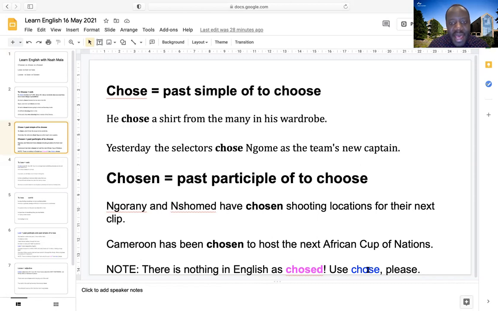The past simple tense of the verb to choose, C-H-O-O-S-E, is C-H-O-S-E. So please use chose wherever you find yourself being tempted to use this wrong one.